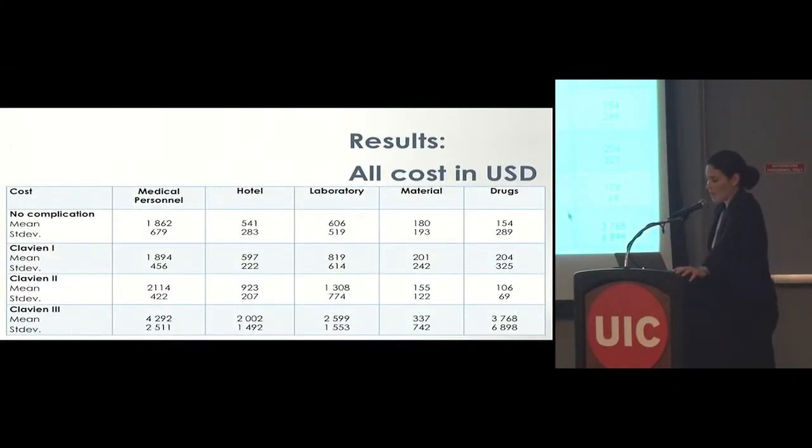And then for Clavien 1 and 2s, we saw a very low impact on personnel costs. And the length of stay was majorly impacted with a Clavien 2 or higher. We had a gradual cost increase with progression of Clavien for laboratory, and a really exponential cost explosion for materials and drugs for the reoperation cases.